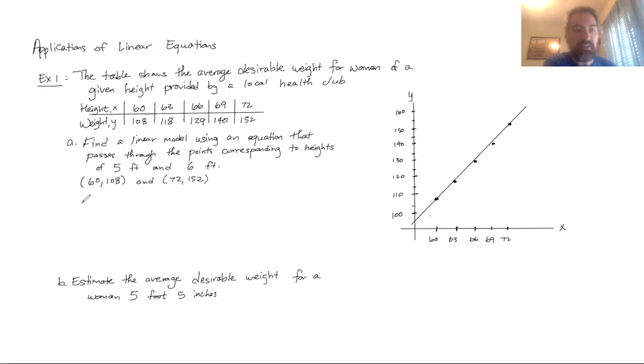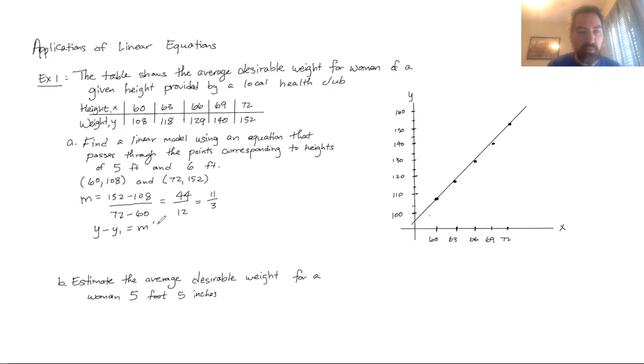All right, given these 2 points, I can find the slope by subtracting the y values, 152 minus 108, and dividing by the difference in the x values, 72 minus 60. 152 minus 108 is 44. 72 minus 60 is 12, which will reduce down to 11/3. Now that I have the slope, I can find the equation of the line.